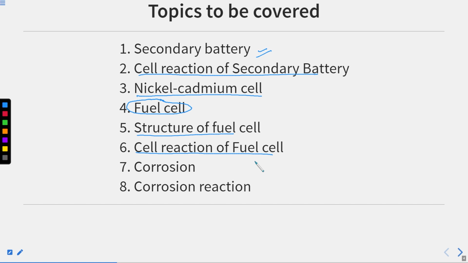At last, we'll move to corrosion. You will be surprised to know that this corrosion, that is eating your iron in your home and deteriorating the condition of your vehicles and all, right?